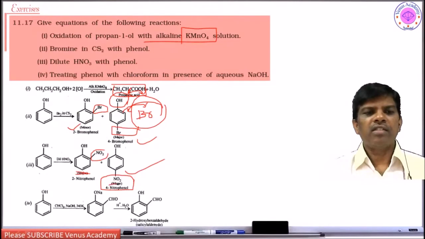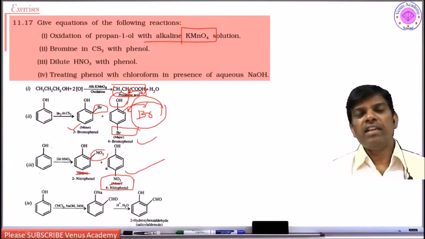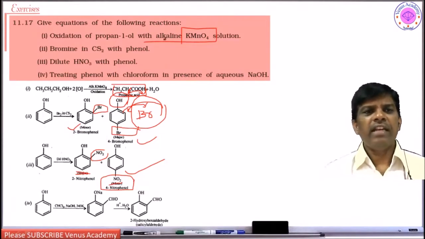So here also para nitrophenol is going to be formed as major, because the incoming electrophile nitro group is very big, right? So dilute nitric acid gives only either ortho and para. If I use concentrated nitric acid and sulfuric acid and heat, I am going to get dinitro, at the same time picric acid, right? Treating phenol with chloroform in presence of aqueous NaOH.